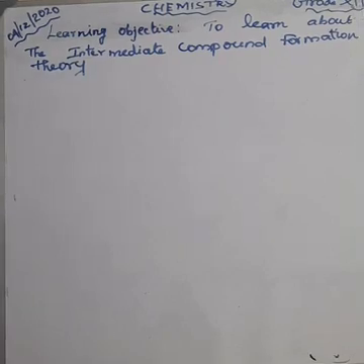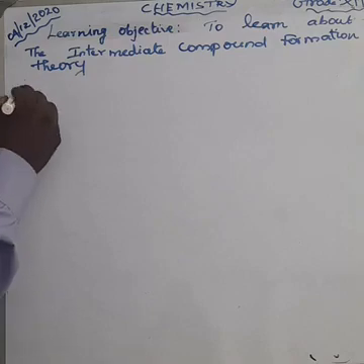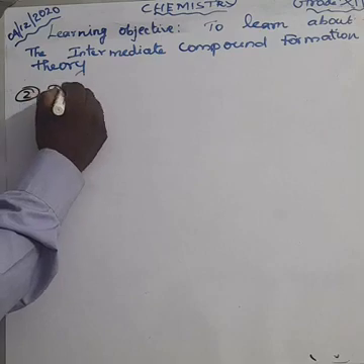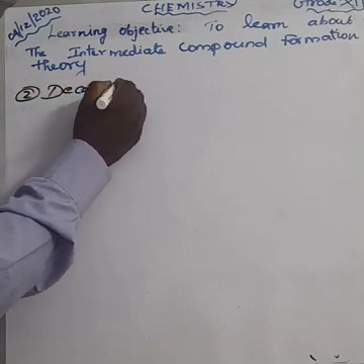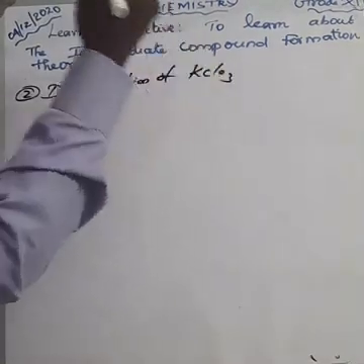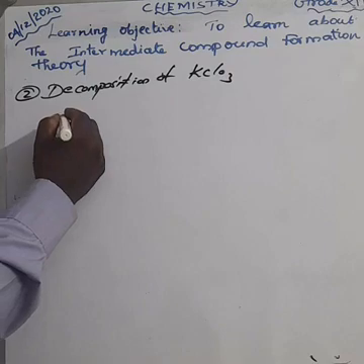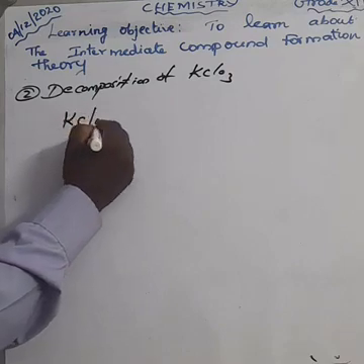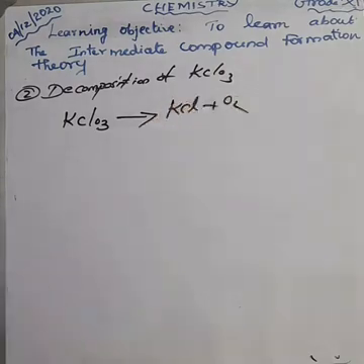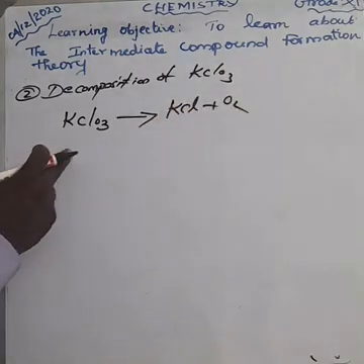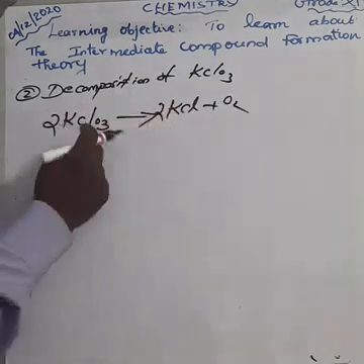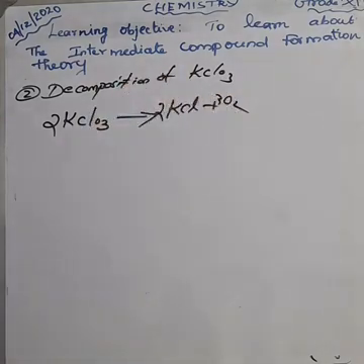The decomposition of potassium chloride. Potassium chloride undergoes decomposition to form KCl plus O2, potassium chloride and oxygen. It should be a balanced equation, 3 oxygen, 2 oxygen, so make it 2 here, 2 and 3. We already balanced this many times.